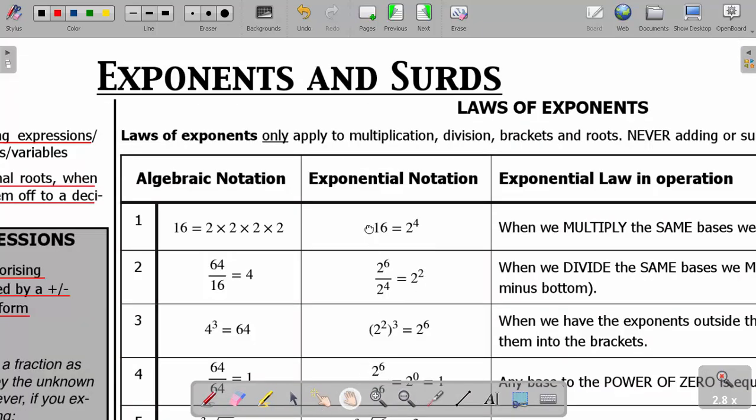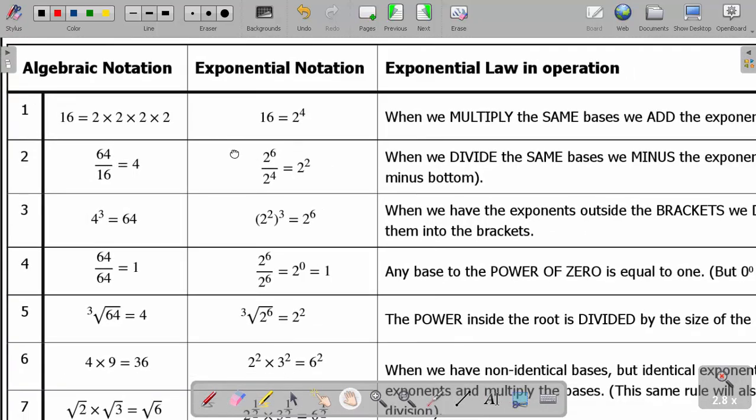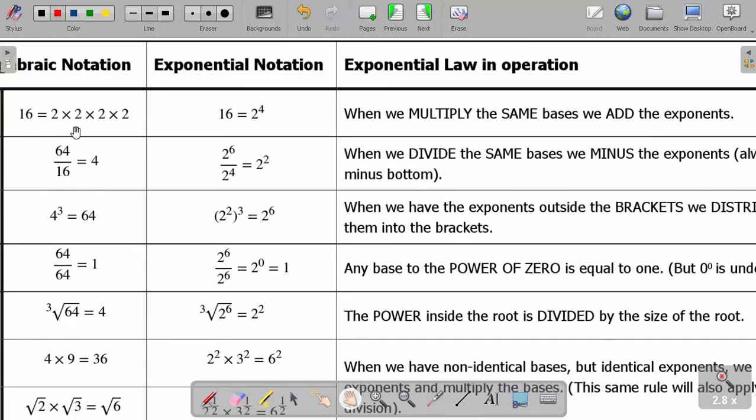Okay, now first of all, 16 is the same as 2 times 2 times 2 times 2. That's algebraic notation. But in exponential notation, I count how many 2's are here. 1, 2, 3, 4. So it's going to become 2 to the power 4. Are we together? So when we multiply the same bases, we add the exponents. So it's like we have 2 to the power 1, power 1, power 1, power 1. So 1 plus 1 plus 1 plus 1 gives us 4. That's why it's going to be 2 to the power 4.